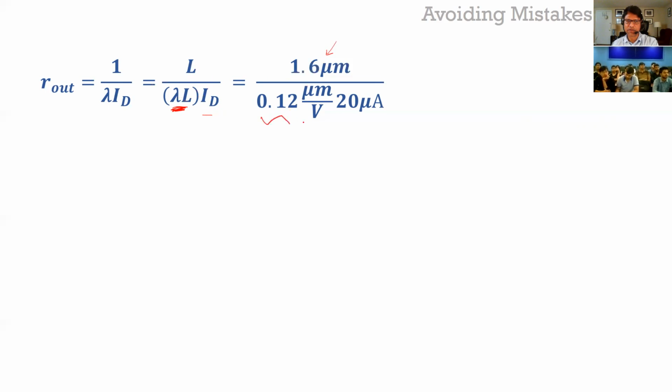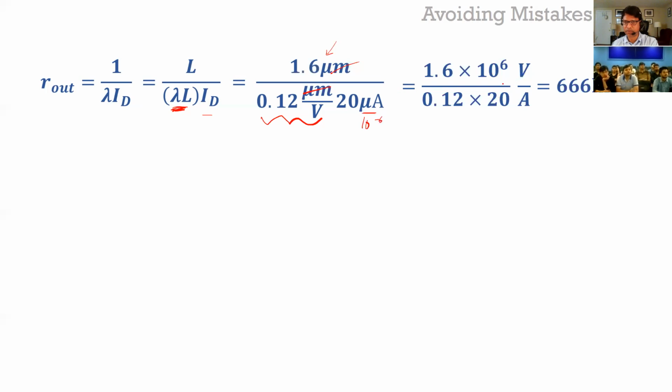And this is also noted as micrometer over volt. So these micrometers will cancel, and then what you get is 1.6 over 0.12, and this is 10 to the power minus 6. When it goes above, obviously it's 10 to the power 6 volt per ampere, and this unit is ohms now, right? So once you have it in ohms, then all you have to do is just calculate this and you'll get the answer. So that way you're not making a mistake.